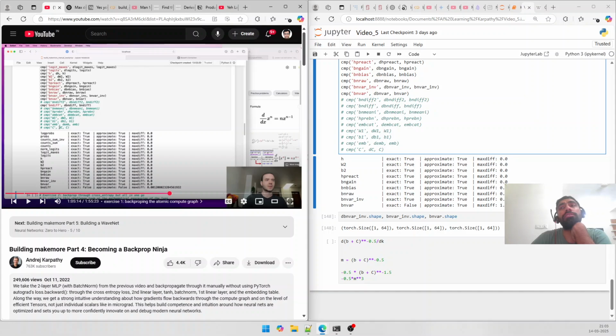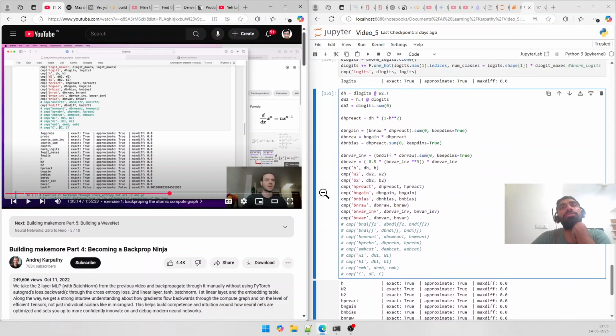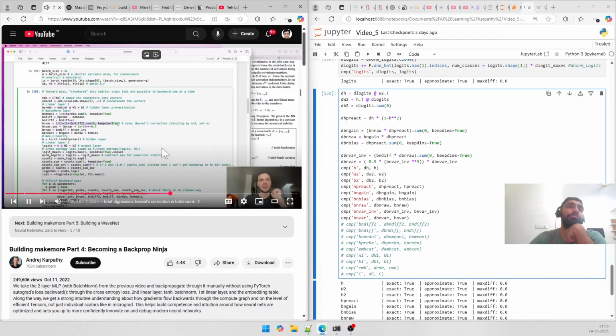I'm getting not exact, but very similar. I think it should be okay. And we see that we have the correct result. Now, before we backpropagate through the next line, I wanted to briefly talk about the note here, where I'm using the Bessel's correction, dividing by n minus 1 instead of dividing by n. That we'll see next.